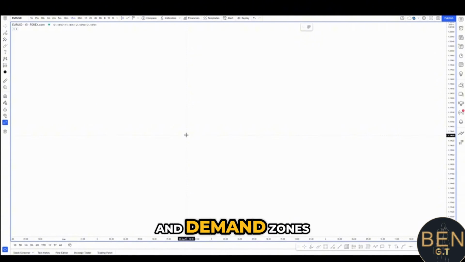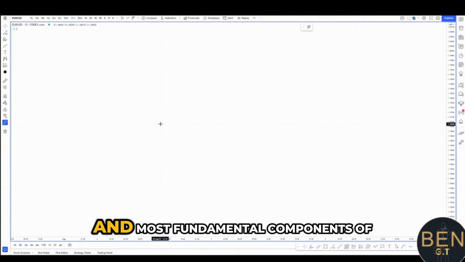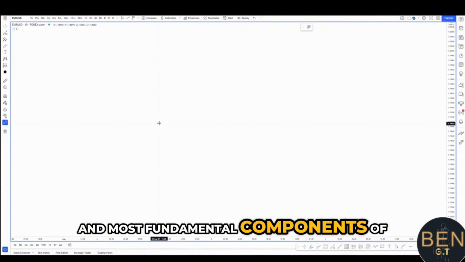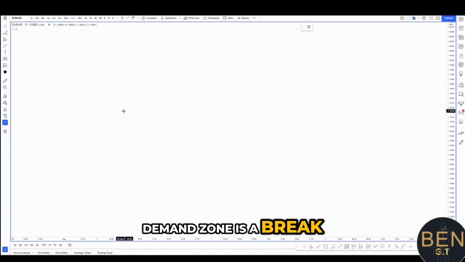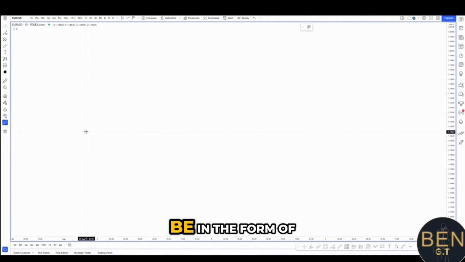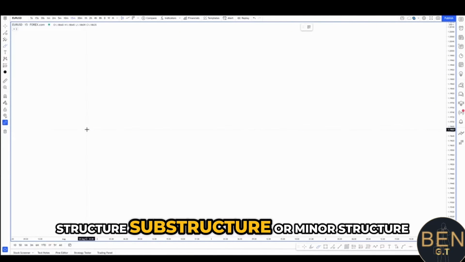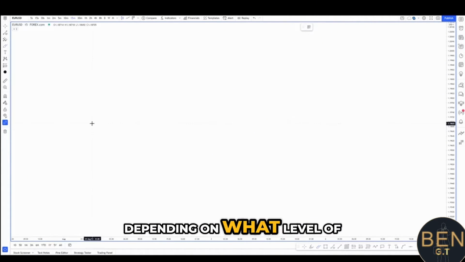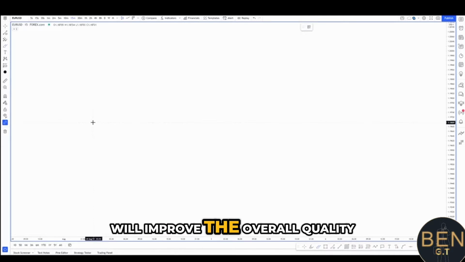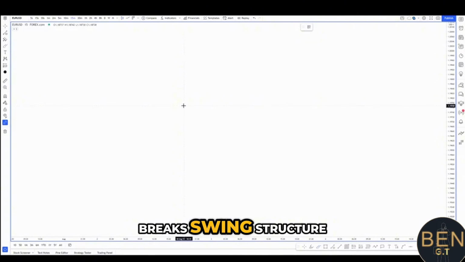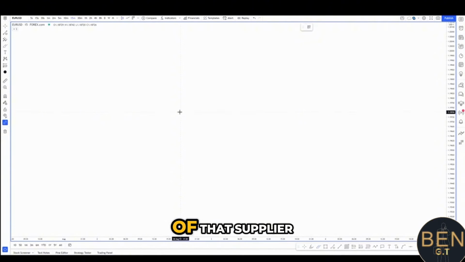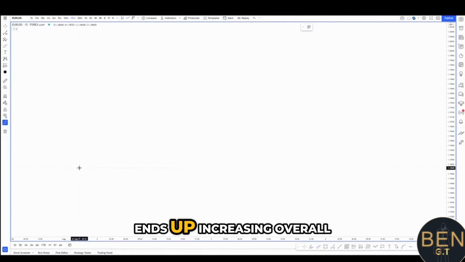So when we're looking at supply and demand zones, one of the biggest and most fundamental components of improving the overall probability of a supply and demand zone is a break of structure. Now, this break of structure can be in the form of swing structure, substructure, or minor structure. Depending on what level of structure it breaks will improve the overall quality of that supply or demand zone, because of course, if price breaks swing structure, it takes more power to break swing structure than it does, say, minor structure. So in theory, the probability of that supply or demand zone being respected ends up increasing overall.